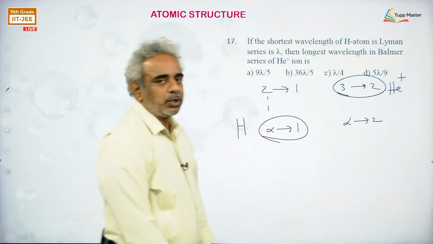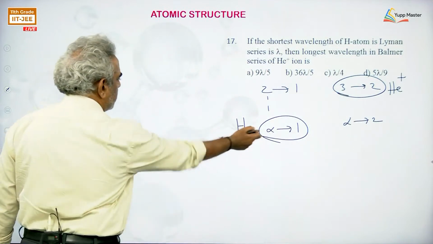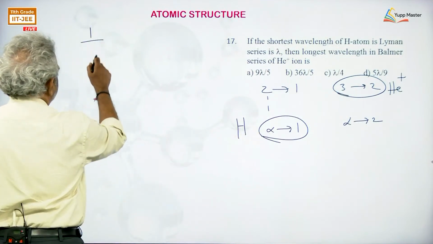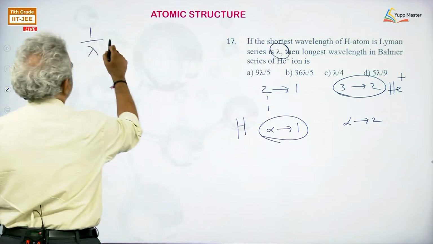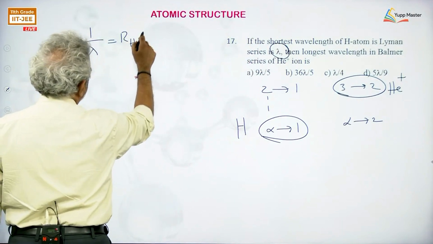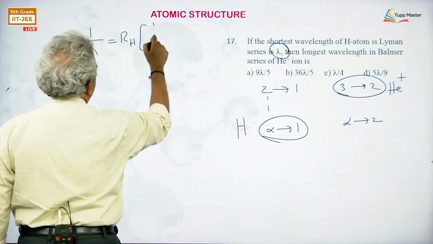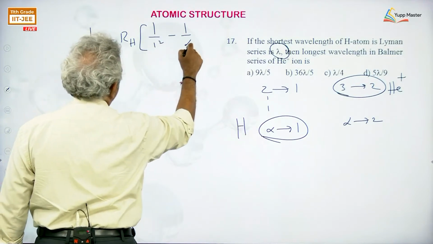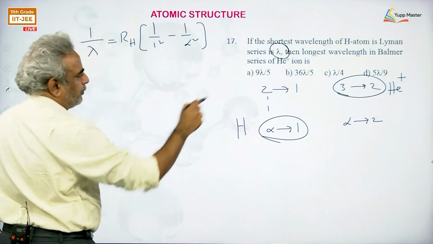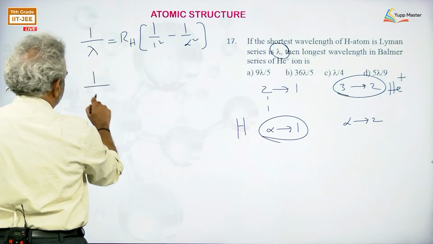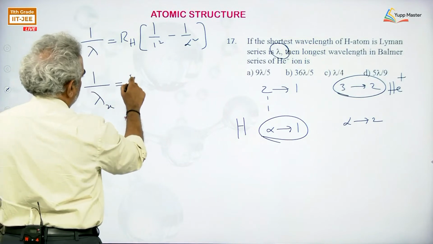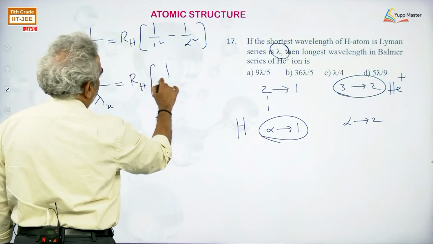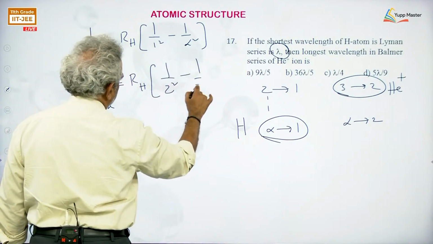So, we will have to write two Rydberg equations. The first one is, he said anyhow this is lambda, lambda is equal to RH into 1 by 1 square minus 1 by infinity square. And for that Rydberg equation is 1 by lambda x, we want to know this, is equal to RH into 1 by 2 square minus 1 by 3 square.